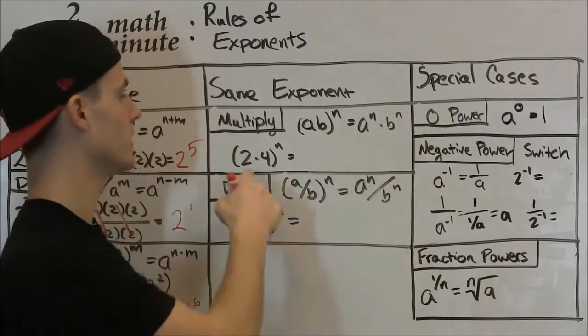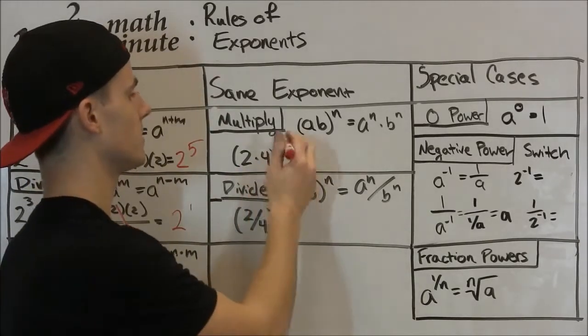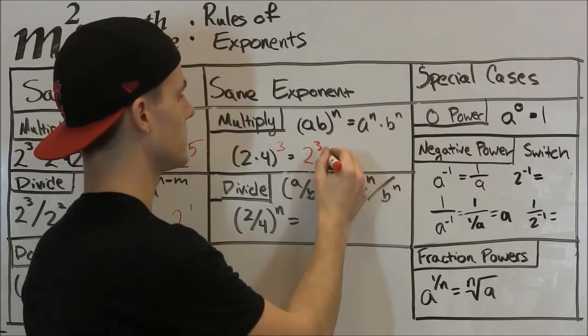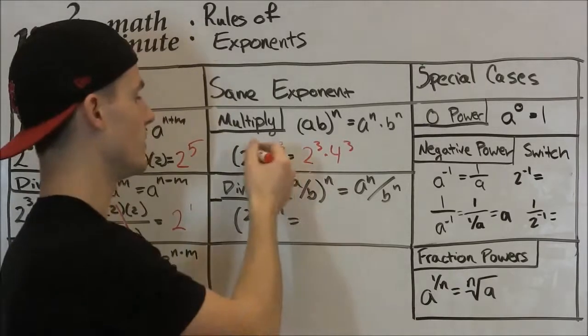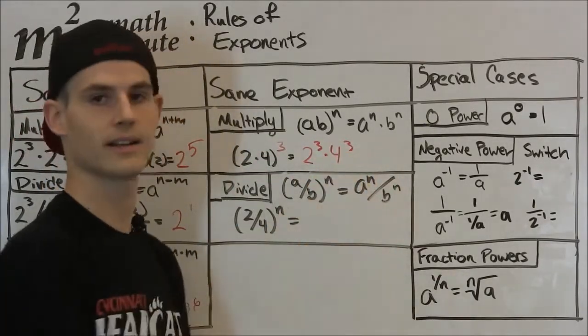So an example would be 2 times 4, all to the n. And let's change that to the third. So this is like saying 2 to the third times 4 to the third, which is going to equal the same. If we type this in our calculator, it will equal the same as this in our calculator.